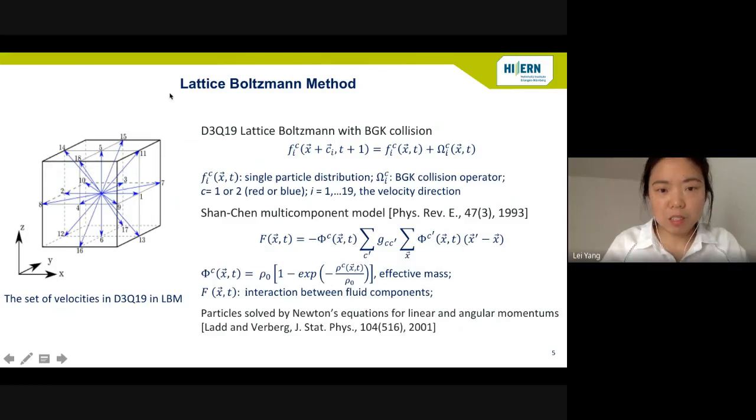We have used a D3Q19 Lattice Boltzmann with BGK collision model, where the Shan-Chen multi-component model is used. The particles are solved by Newton's equation.